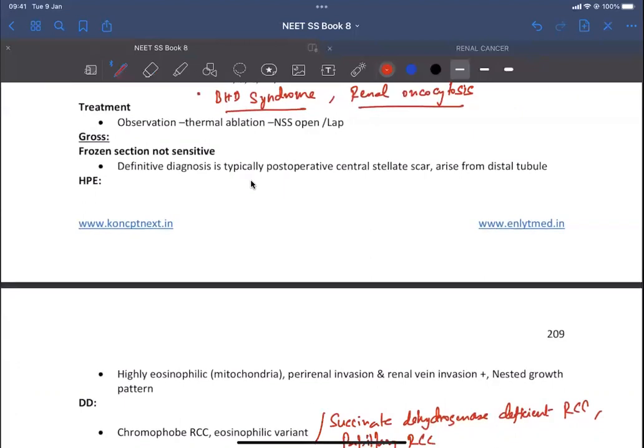Management: you can safely observe them if they're less than 3 centimeters. You can do partial nephrectomy. You can do radiofrequency ablation or cryoablation or active surveillance. Any of these are good enough.